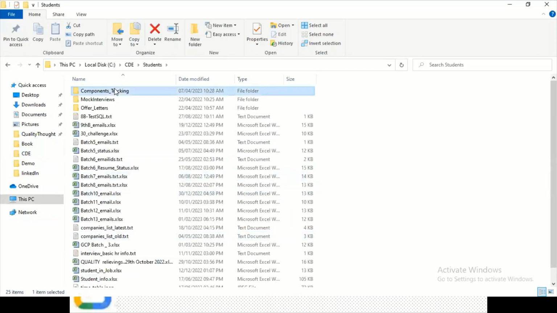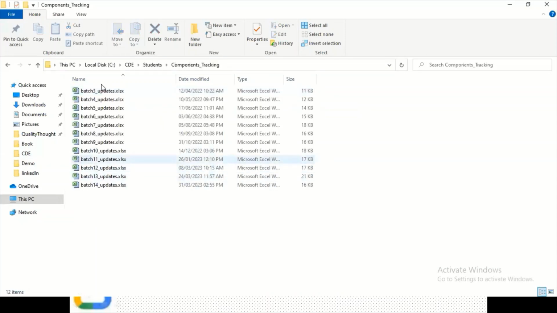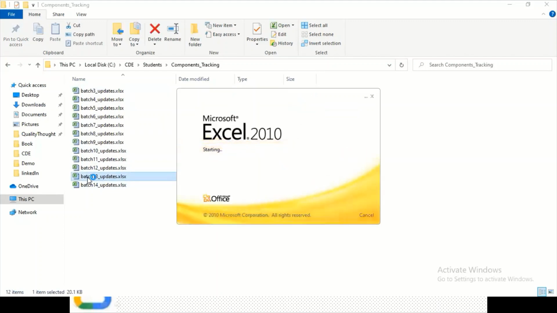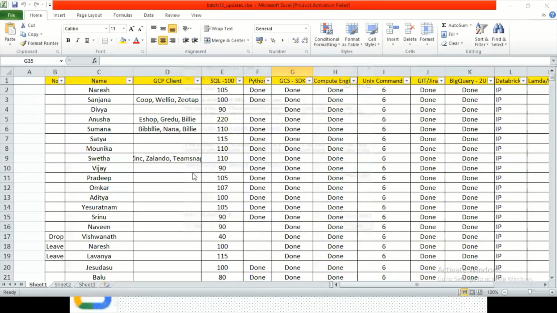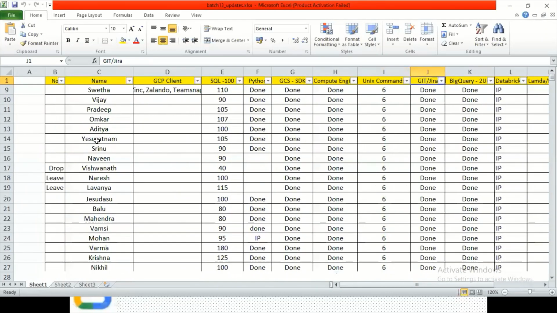Students, component tracking like this, you can see, started from the 3rd batch. I can show you how I am tracking. This tracking is helping very well, guys. See, the topics: SQL, Python, computer engineering, Unix, right? So I'm tracking each and every person.